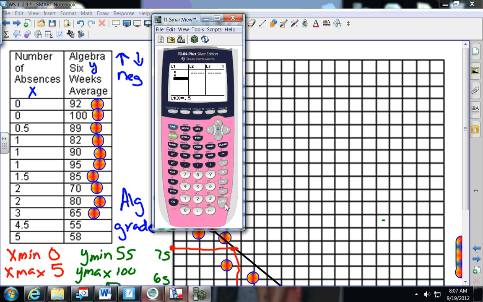0.5, 1, 1, 1, 1.5, 2, 2, 3, 4.5, and 5. How do I get over to the L2 column? The arrow.